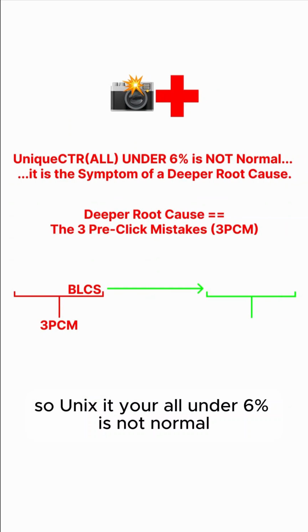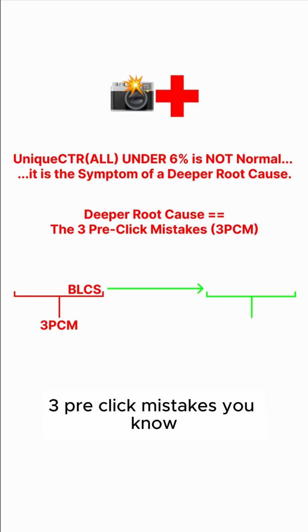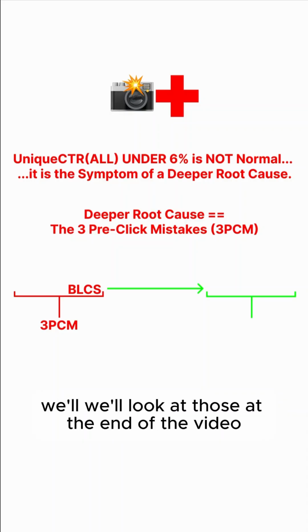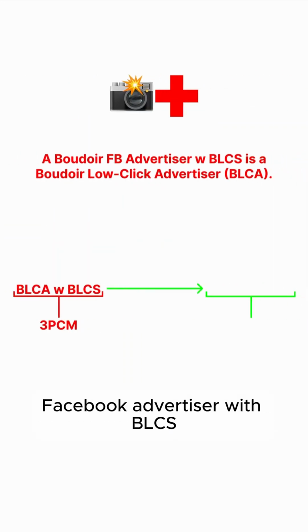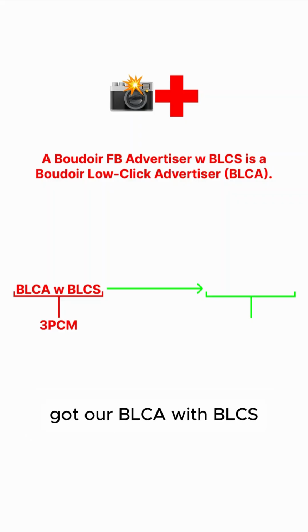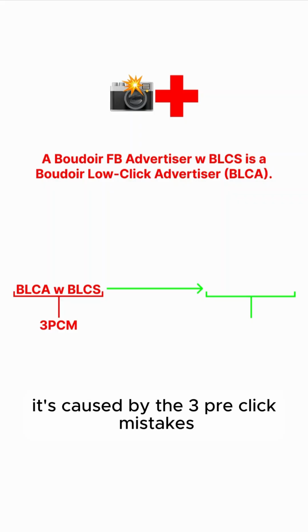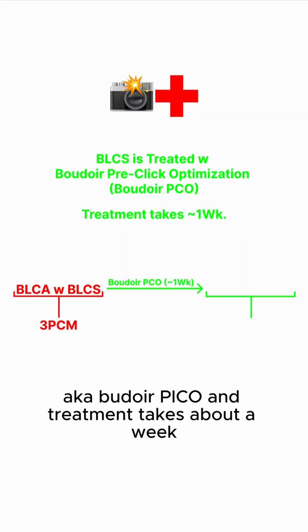So unique CTR all under 6% is not normal, it is the symptom of a deeper root cause. And that deeper root cause is the three pre-click mistakes. We'll look at those at the end of the video. We also know that a Boudoir Facebook advertiser with BLCS is a Boudoir low-click advertiser, a BLCA. So we're building up our universe here. Got our BLCA with BLCS. It's caused by the three pre-click mistakes. We also know that BLCS is treated with Boudoir pre-click optimization, aka Boudoir Pico, and treatment takes about a week.